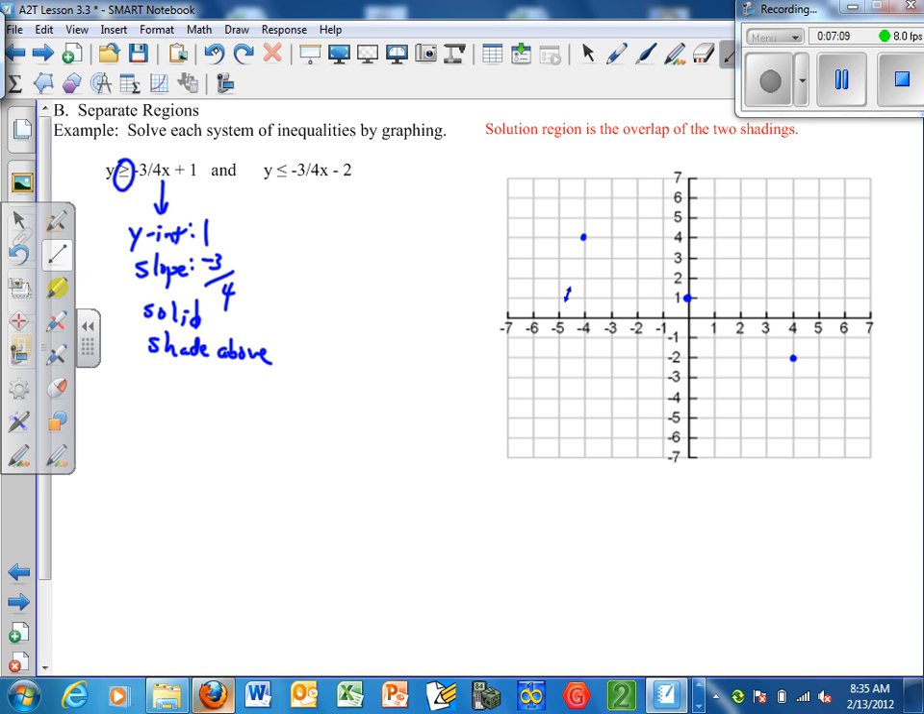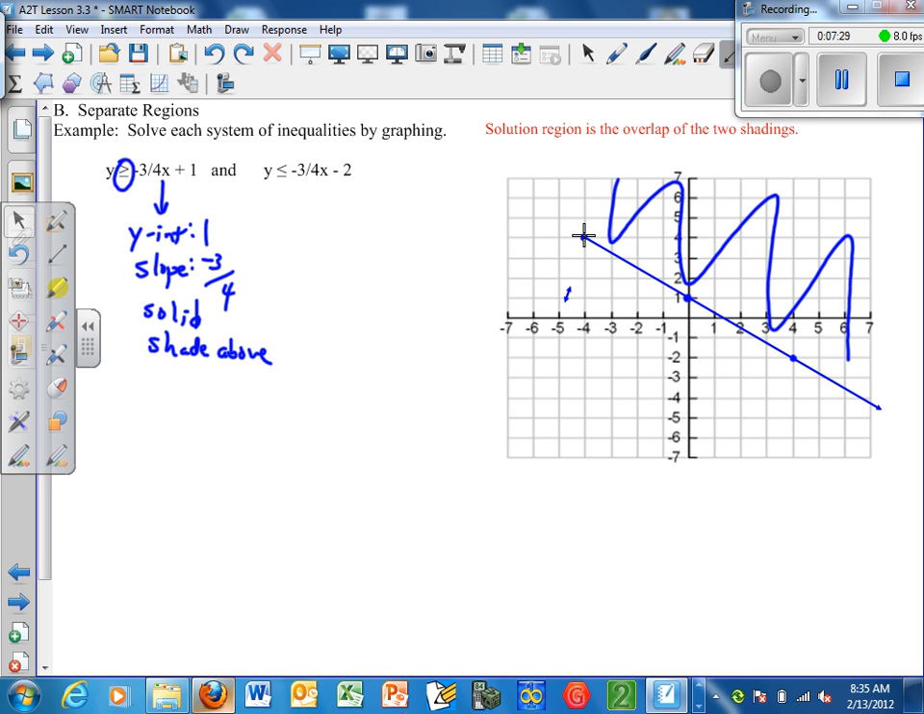So let me grab the line again. It's a solid boundary line. I'm gonna extend it down. We're gonna shade above that one, so I'll shade this in blue. I'm shading, and I'll just do it like that. I'm going to shade above.